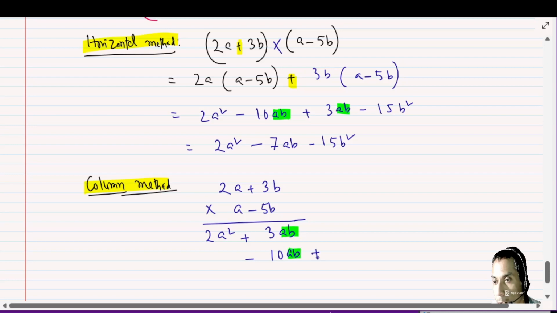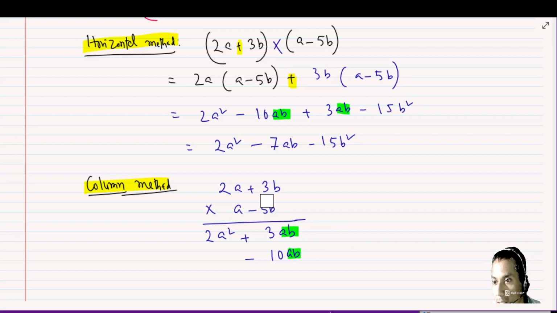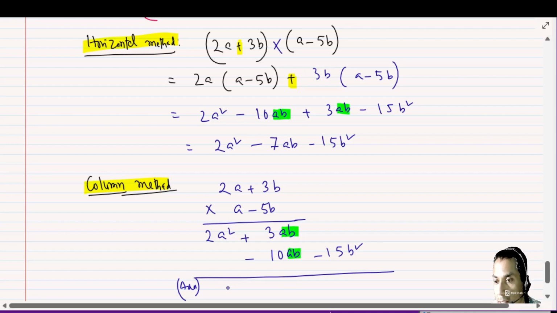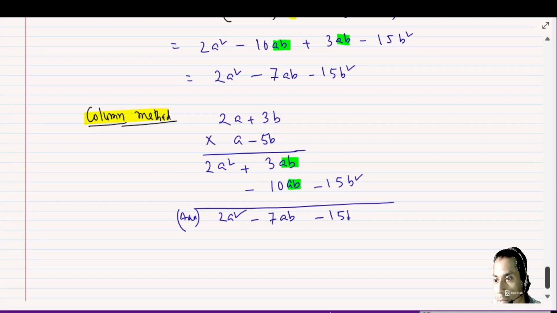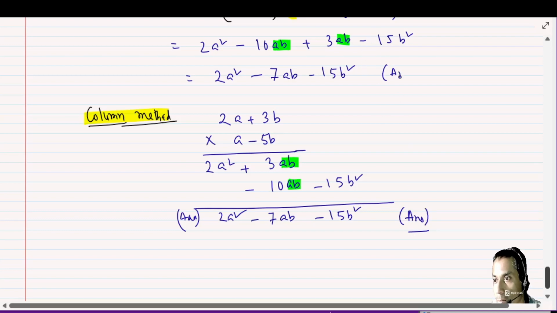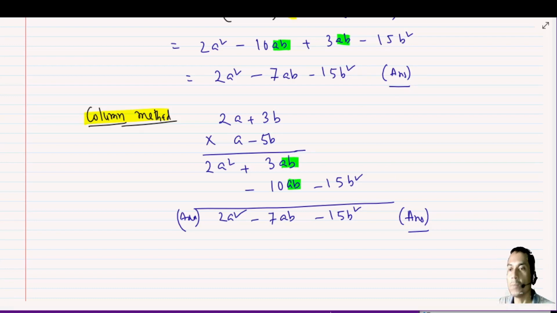Then it will be minus 10ab into minus 15b square. Clear? Then you add. If you add here, what value do we get? 2a square, and 3 minus 10 is how much? Minus 7ab minus 15b square. Hope it is clear. Both the horizontal and the column method answers are the same.